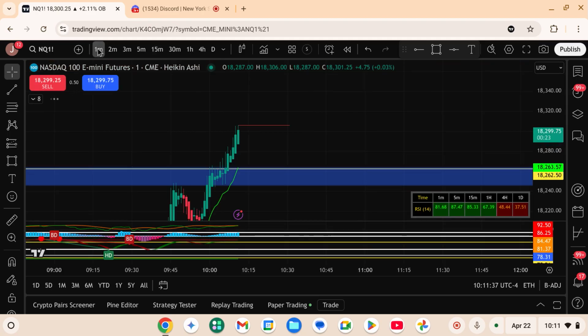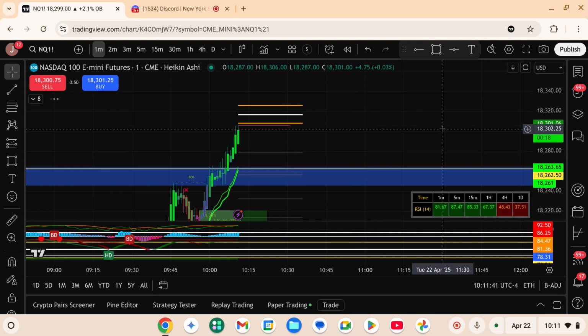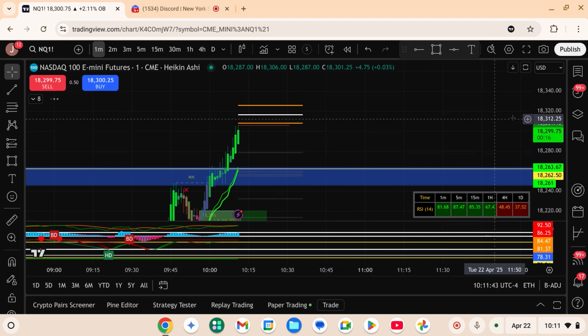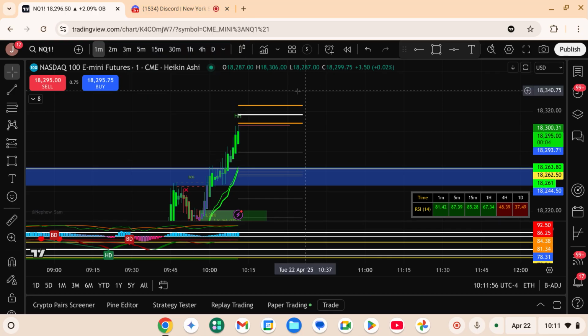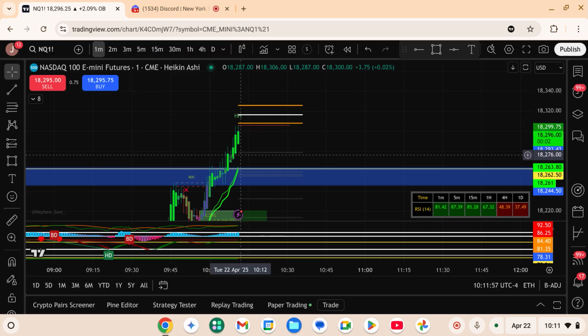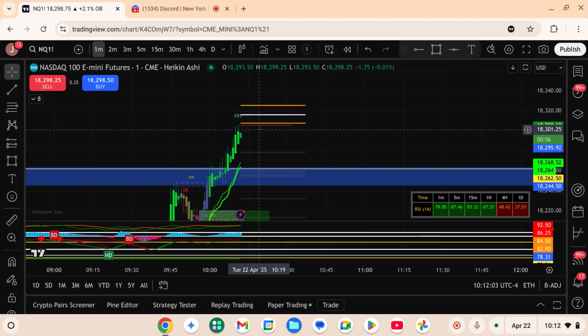Why did you not hold? Who, me? You could have just trailed your stop loss. No, someone in the chat made like 1K, but he closed after 2 minutes. That's good though. Profit is profit. That's very true.